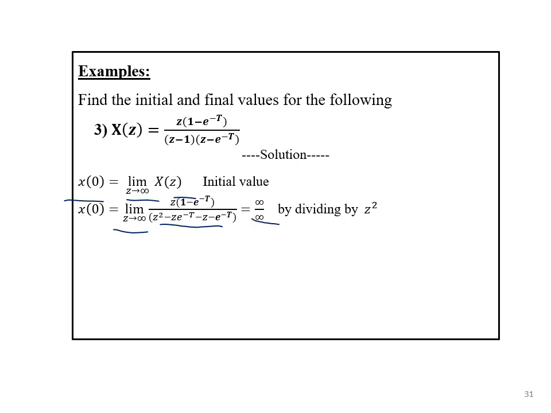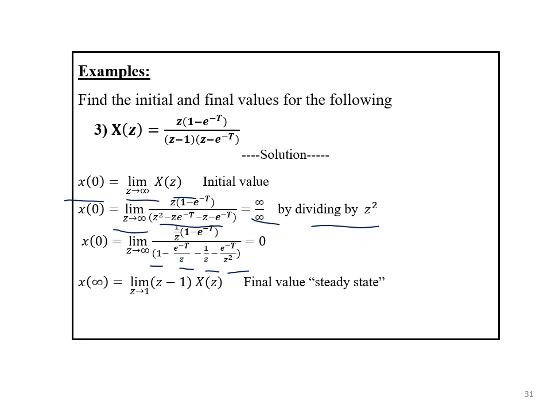We get infinity divided by infinity. Then we divide both the numerator and denominator by z squared. We get 1 over z times 1 minus e power negative t divided by 1 minus e power negative t over z minus 1 over z plus e power negative t over z squared. We substitute by z equal infinity. We get 0 over 1.